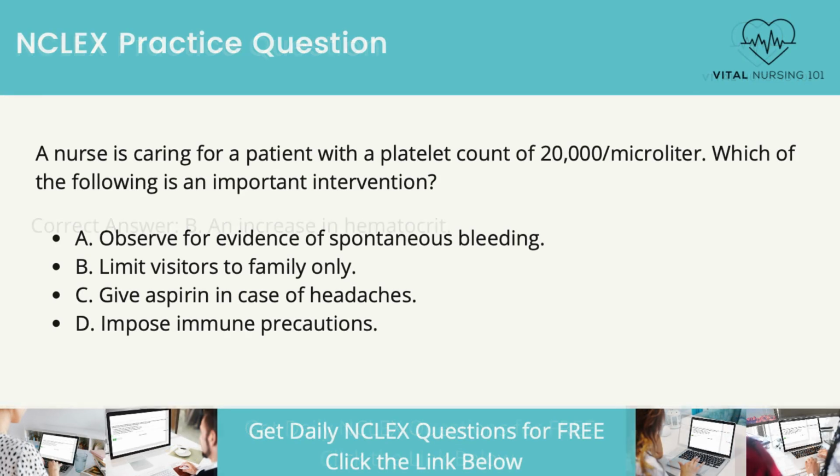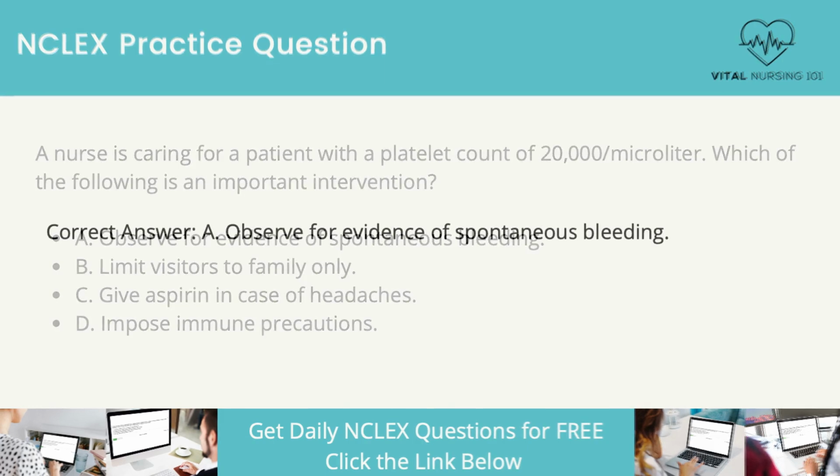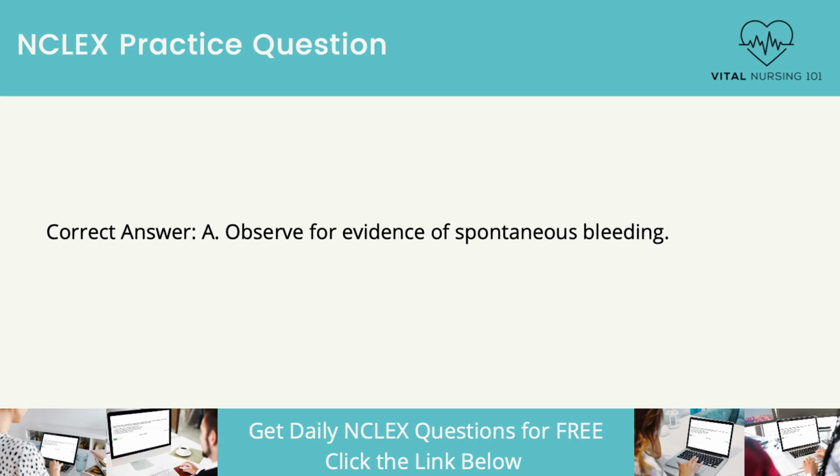A nurse is caring for a patient with a platelet count of 20,000/microliter. Which of the following is an important intervention? Observe for evidence of spontaneous bleeding. Limit visitors to family only. Give aspirin in case of headaches. Impose immune precautions. The correct answer is observe for evidence of spontaneous bleeding.